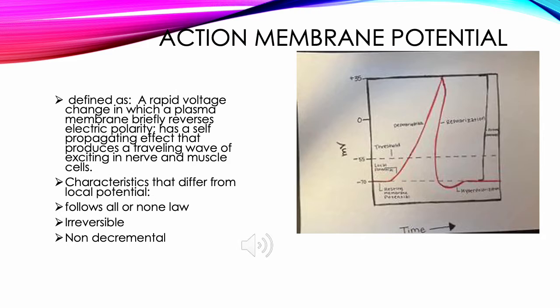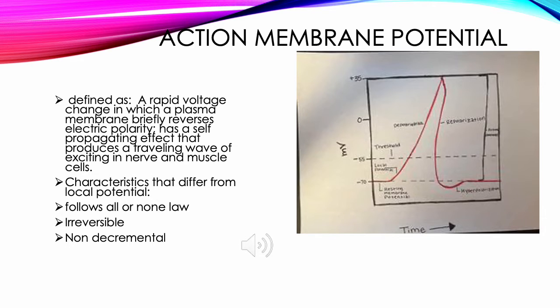Action potential is described as a rapid voltage change in which a plasma membrane briefly reverses electrical polarity, has a self-propagating effect that produces a traveling wave of excitation in nerve and muscle cells. Action potentials have the following attributes which set them apart from the local potential previously mentioned.